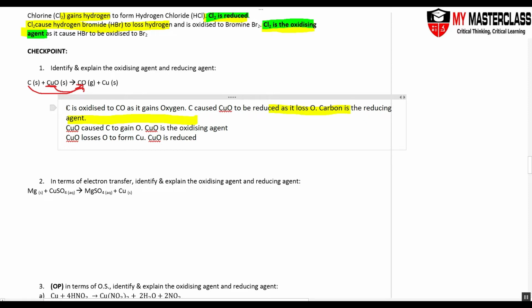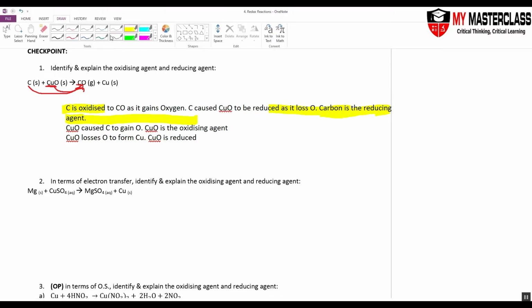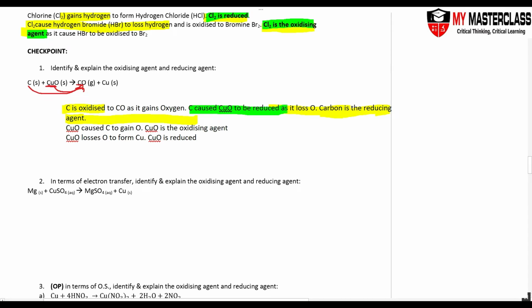To repeat ourselves: carbon is oxidized to CO as it gains oxygen. Since your carbon is oxidized, it is the reducing agent. Why? Because carbon caused the CuO to be reduced as it caused it to lose the oxygen. And CuO caused carbon to gain oxygen, so CuO is the oxidizing agent, and CuO loses the oxygen to form Cu, so it is reduced.